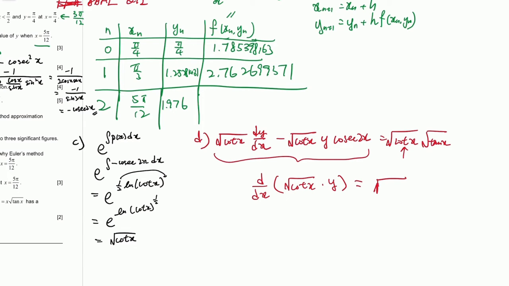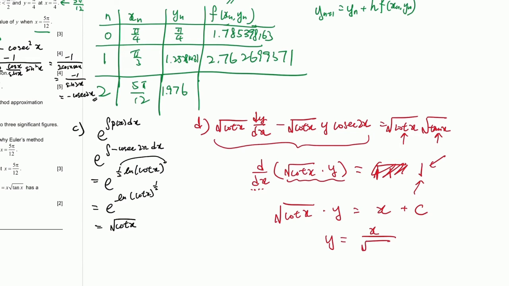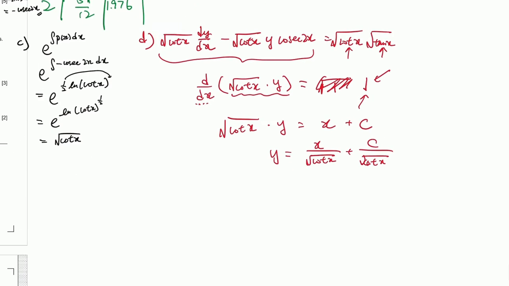We multiply them. Cotangent x times tangent x is 1, because cotangent is 1 over tangent. So root 1 is 1. So now it means if you differentiate this, you get 1. Therefore, the thing inside is really the integral of 1, which is x, plus c. So y is really x over cot x plus c over cot x. But cot is 1 over tangent. So if you over it, it becomes tangent. Plus c of tangent.